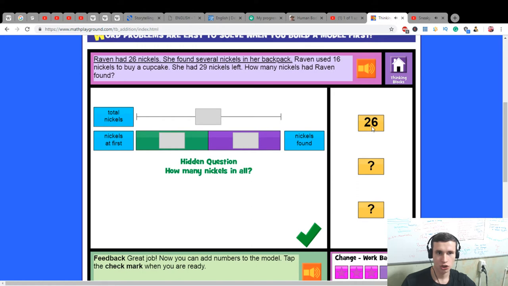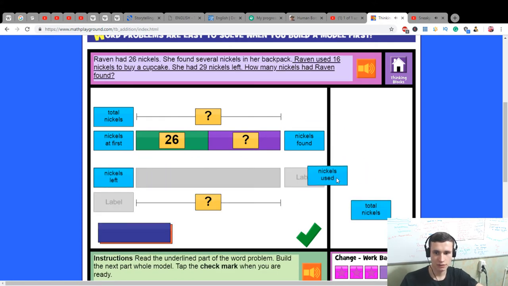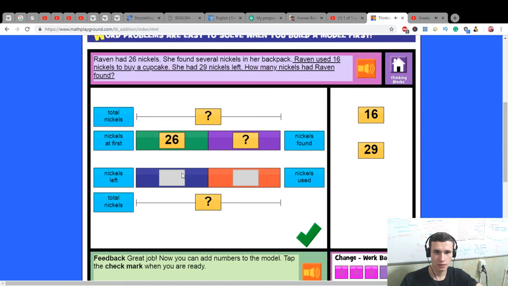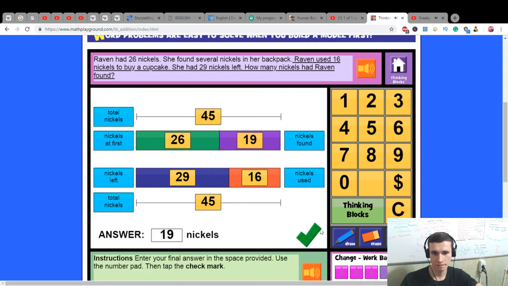Okay. Raven had 26. And nothing is total nickels, and nothing is nickels found. And nickels left here, nickels used, and total nickels here. Nickels left will be 29, and 16 used will be here 45, and here is 19. Good, 19. How many nickels had Raven found? 19.